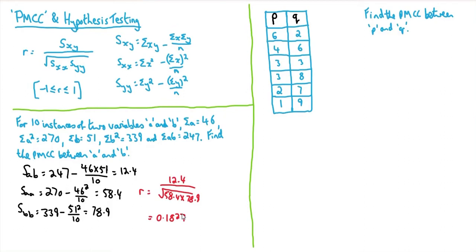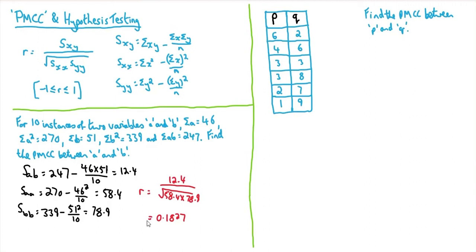This we would describe as a weak positive correlation. Obviously positive because it's a positive number, but it's weak because it's much closer to 0 than it is to 1. So there is something of an upward trend if you were to plot it on a scatter graph going from bottom left to top right, but the points are nowhere near close enough to really be called a straight line.